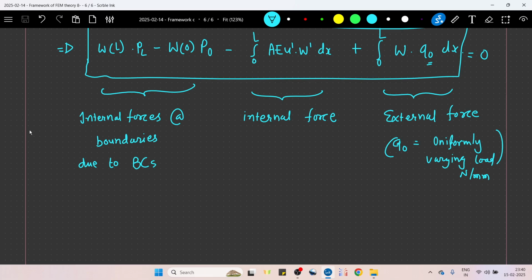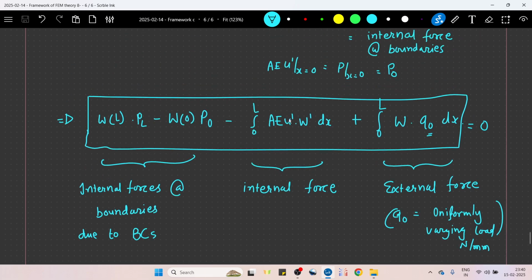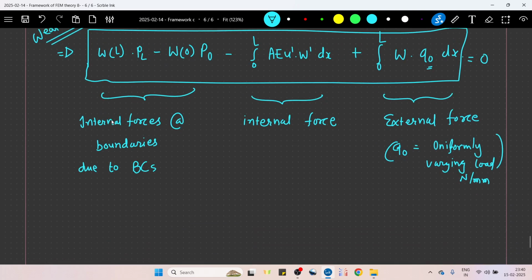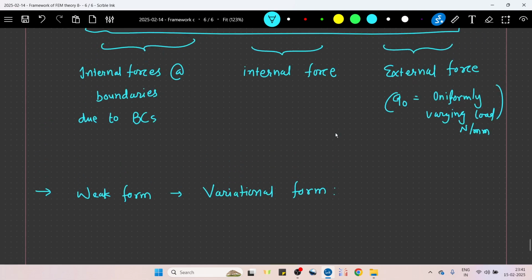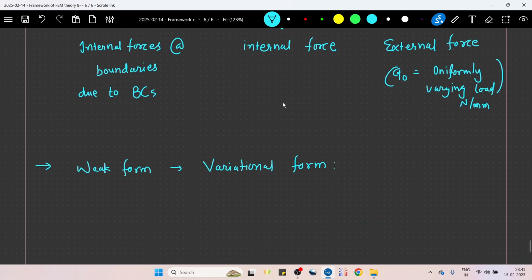So remember this is our weak form. Okay, weak form. This is also called a variational form. This weak form is also called variational form. So let's see what this weak form means.